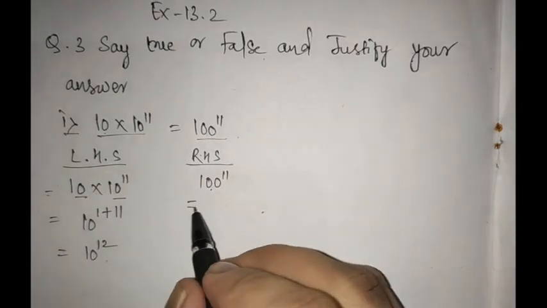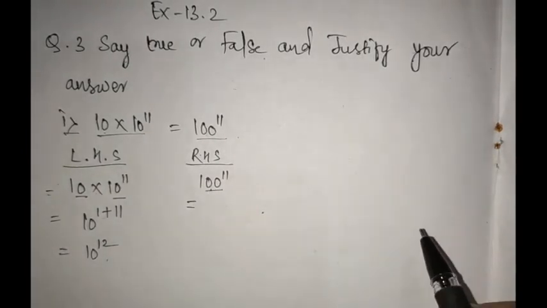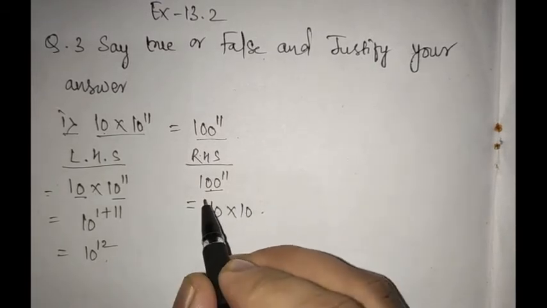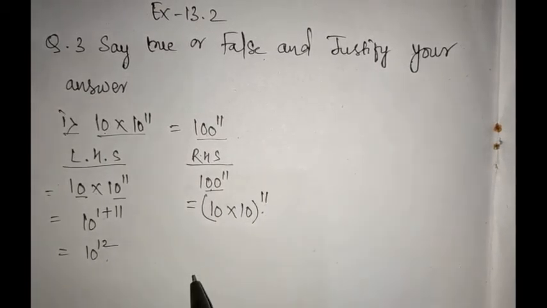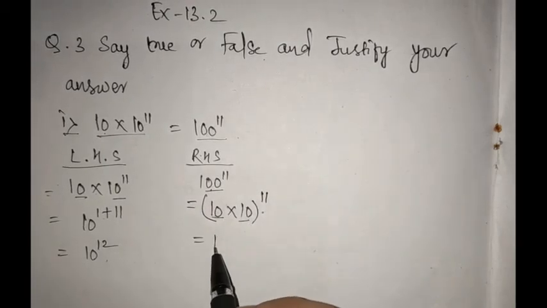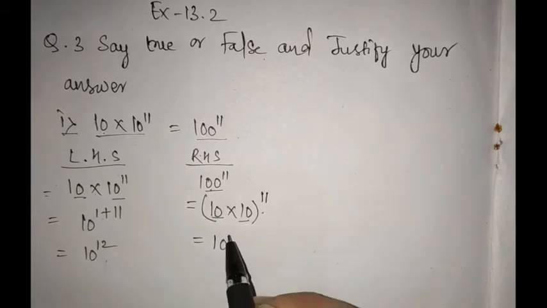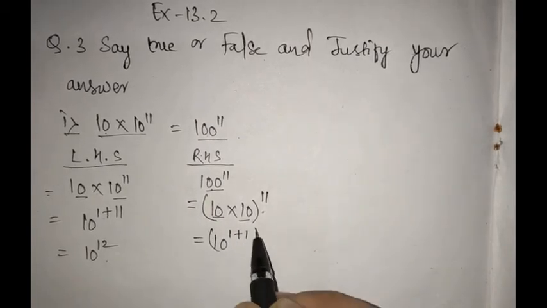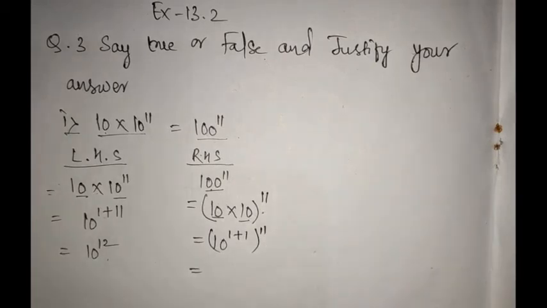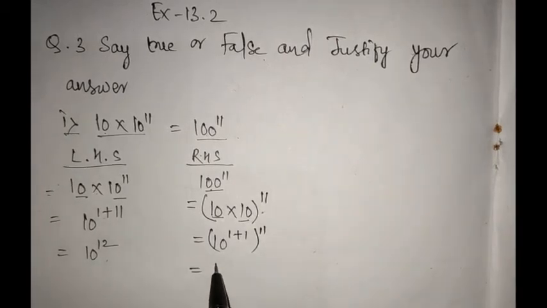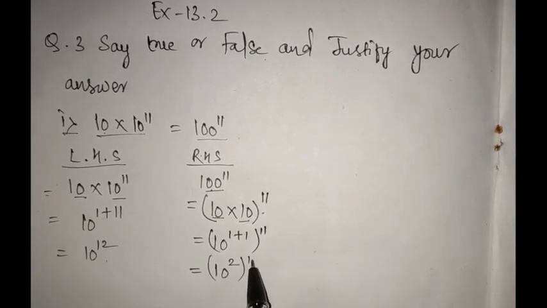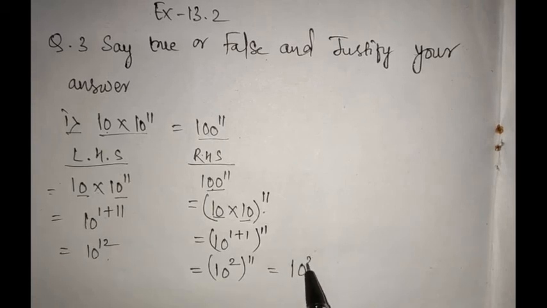The base is not matching, so we cannot compare them like this. So now what we are going to do is take the factor of 10. The factor of 10 is 10 into 100 to the power 11. We are going to write it like this. Now you have the same base and a multiplication sign, so the powers will be added. The power outside the bracket will also play a role. So 10 to the power 1 plus 1 is 2, and outside the bracket it is 11. So your answer is 10 to the power 22.